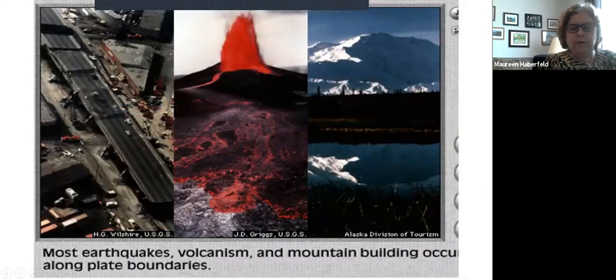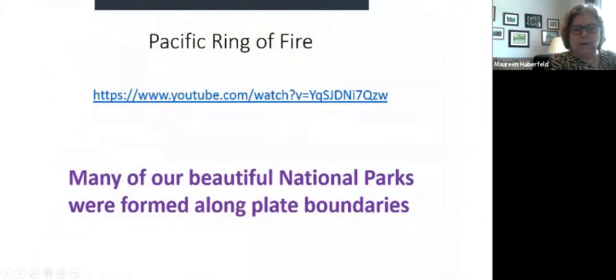So most earthquakes, volcanoes, and mountain building occur along plate boundaries. And it basically explains a lot of the earthquakes, volcanism, and mountain building that we have on Earth.